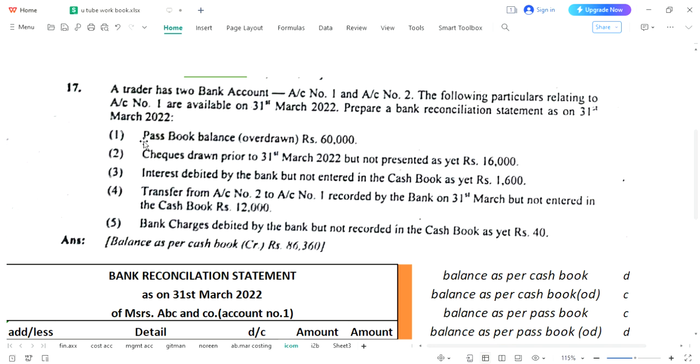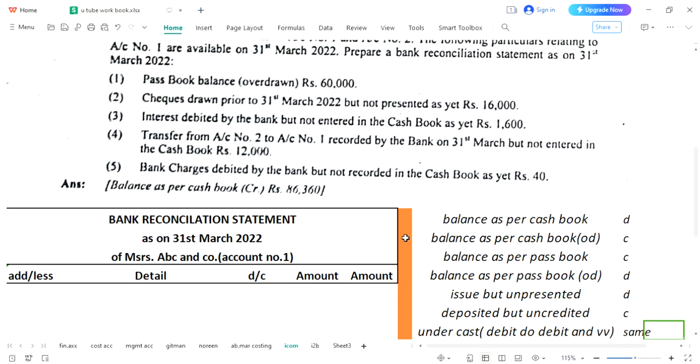The first point is passbook overdrawn. As you know, the passbook balance is credit, but it is overdrawn, so we will write it on the debit side. Here, passbook overdrawn, and it should be written on the debit side. And how much is the amount? 60,000. Just put it out, 60,000. Alright guys, so we have the first entry completed.